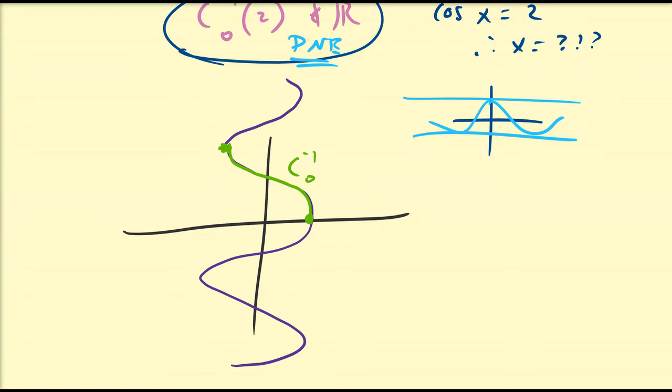So what if you chose this branch here? In terms of the values, it's not too negative, not too positive, and it's just the mirror image of C inverse 0, right? So this is a decent branch. It's definitely a branch. It's still a function. It's still one-to-one. It's still beautiful in its own way.